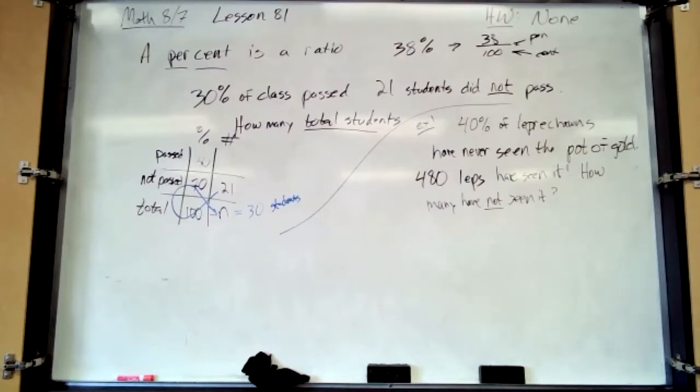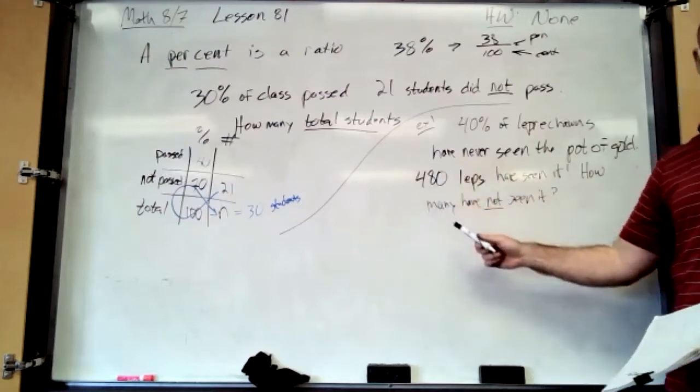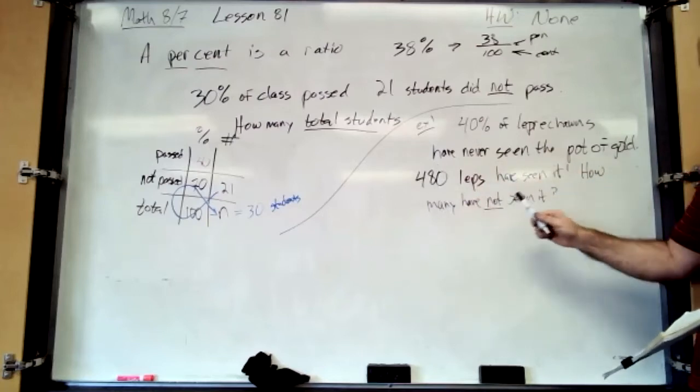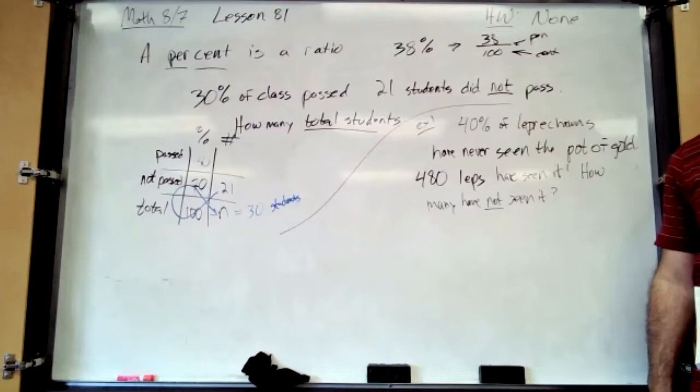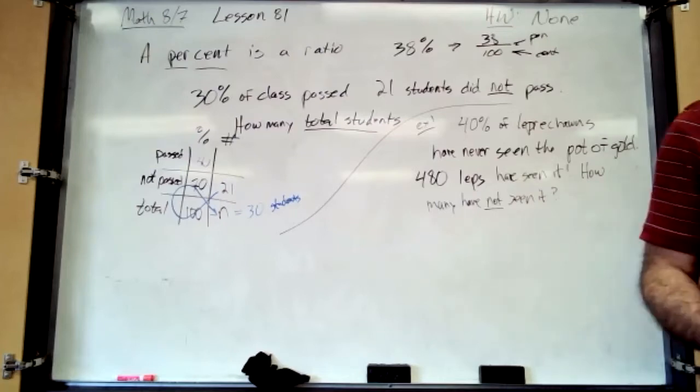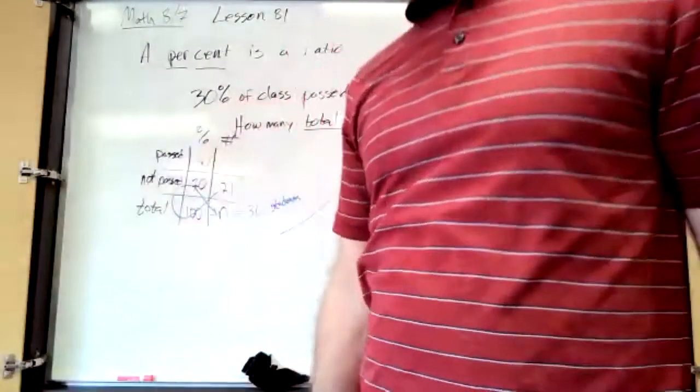But they're not asking for the total, right? And then what would you do after you divide by 60? You could, but you just found how many total leprechauns there are. But it's asking for how many have not seen it. So what do you do there, Grace? Take the total and then you take how many have seen it and then subtract it from the total.